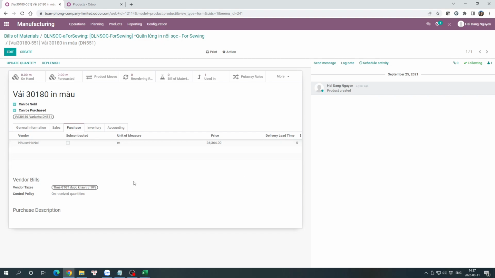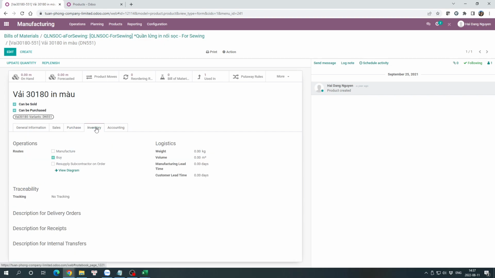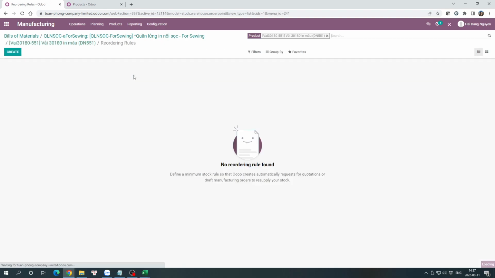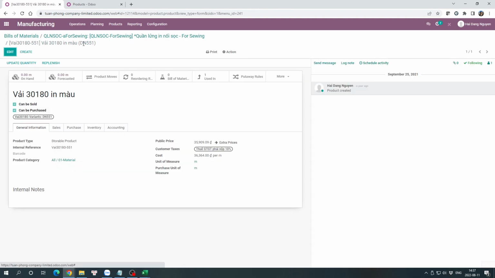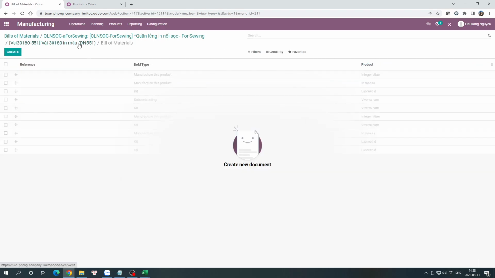Delivery lead time, keep it 0 if you want. Purchase vouchers to be triggered automatically. You don't have to do things manually, and routes, buy it. Obviously, we're buying this. Also, pay attention. Nothing is here. Fair enough. And then bill of material. You're not producing this, and you're not getting this produced by subcontracting production anyway. You buy it outright. Just as simple as that. So nothing is in here.